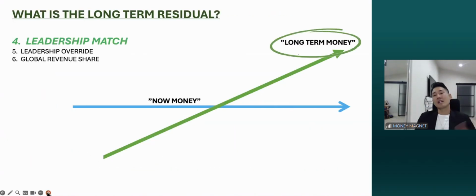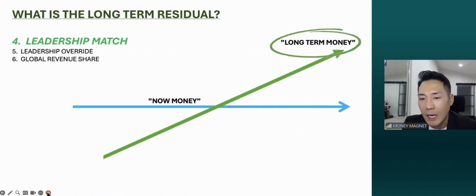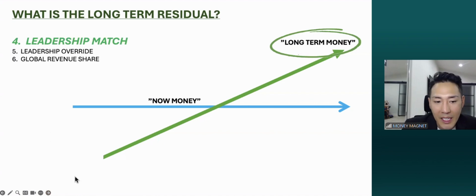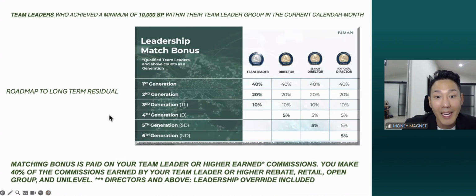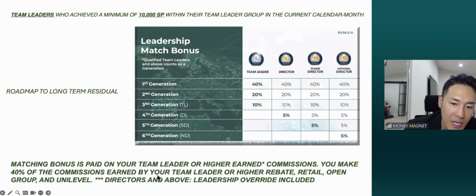All right, now let's get into the long-term residual. What really is the long-term money? Now, we covered the now money. So long as you master these 3 now money activities, guess what? The long-term money is going to get really, really exciting. Okay, so leadership match bonus. Here's what I will tell you.